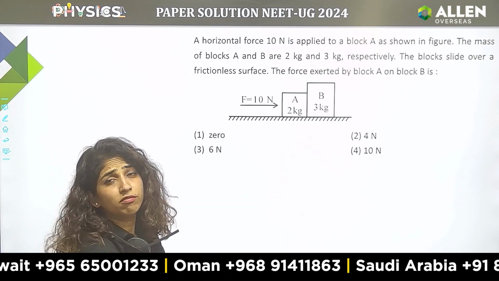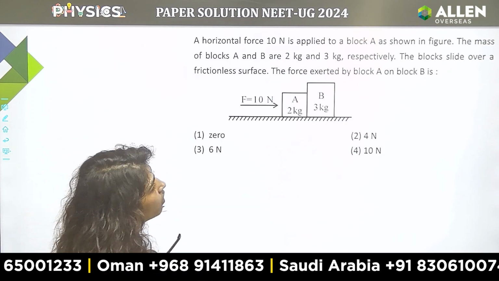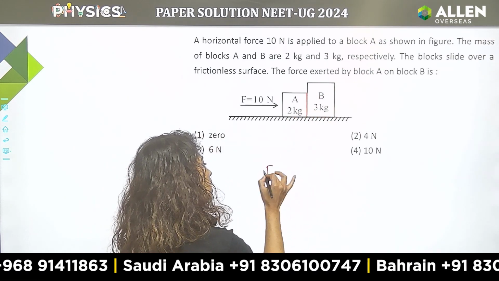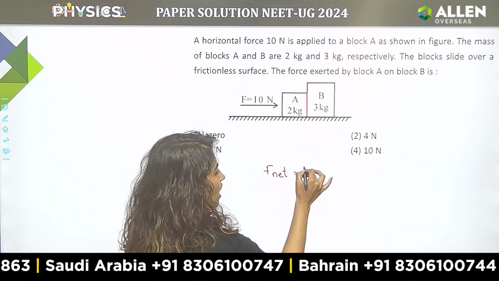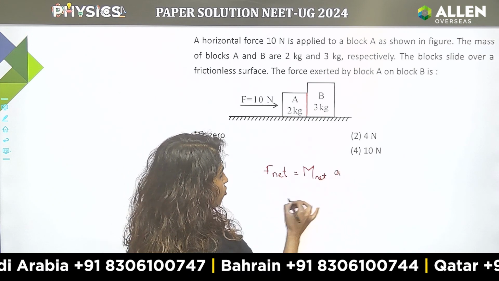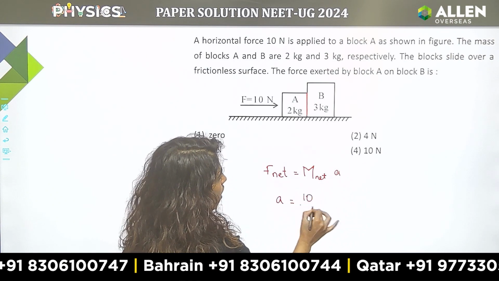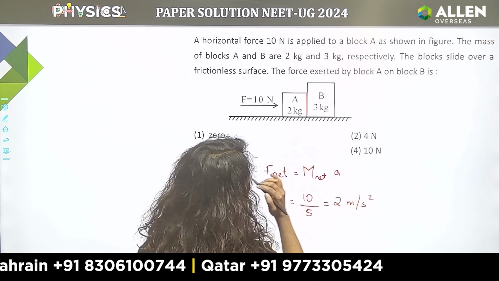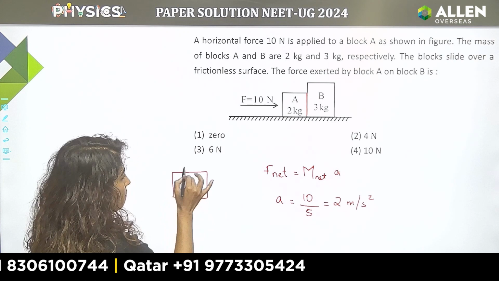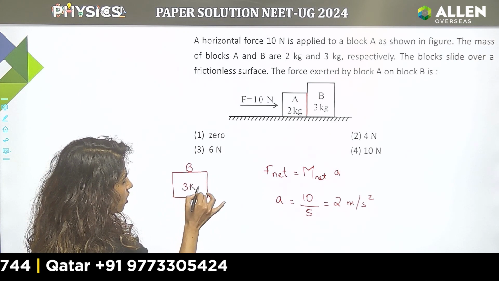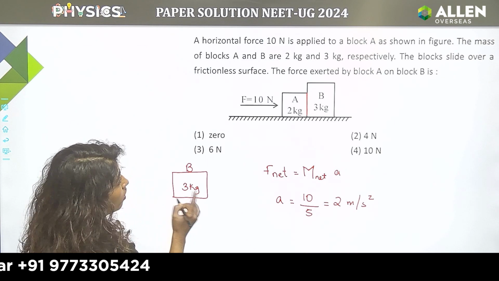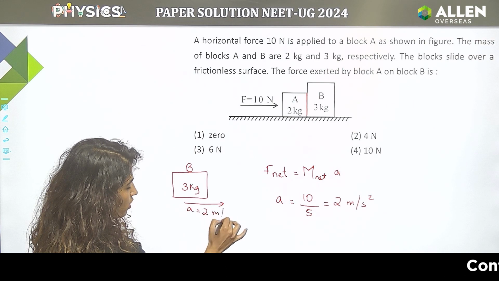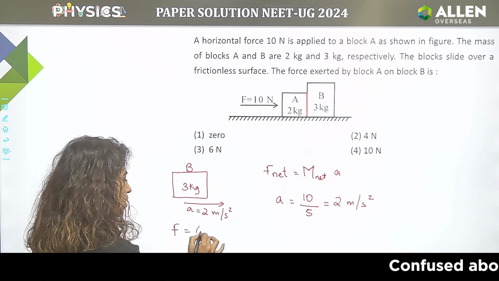Now, a horizontal force of 10 Newton is applied. What is the force exerted between A and B? So can I say here net force is equal to net mass into acceleration. So acceleration is going to be net force upon total mass, making it 2. Now drawing the FBD of block B, 3 kg. When I draw this FBD, what are we going to get? The acceleration A is going to be 2 meter per second square. So the force acting on it would be 6 Newton.